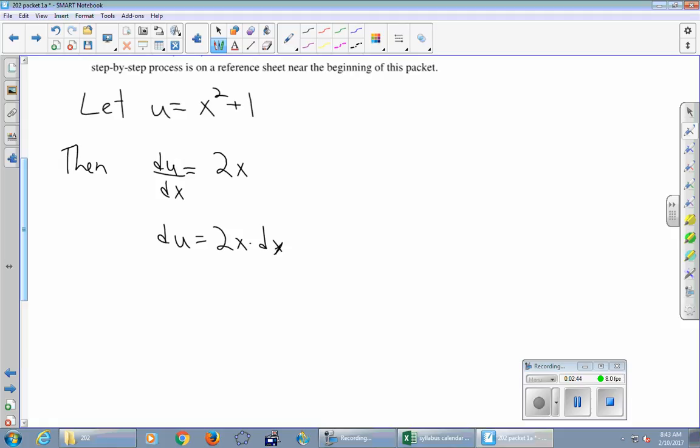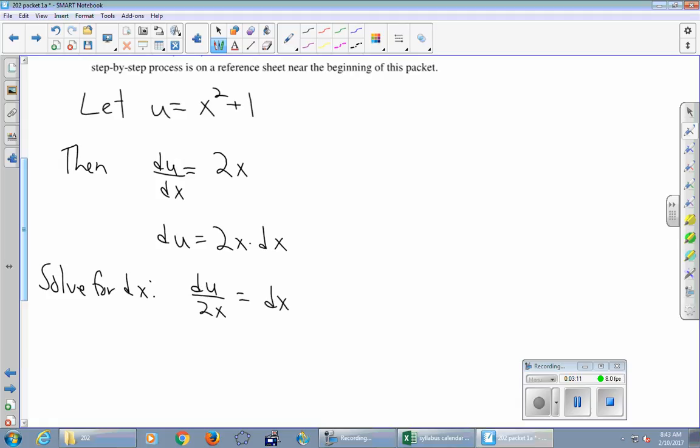Okay, so we multiply both sides by dx. And we are going to solve for dx. Solve this new equation for dx by dividing both sides by 2x, okay? So dx equals du over 2x. Wait, du over 2x, yeah, good.